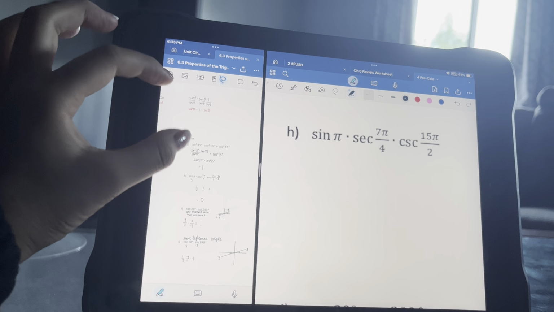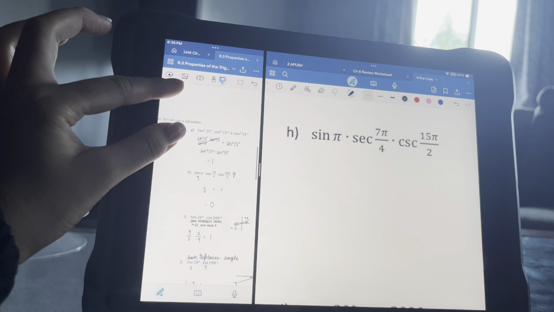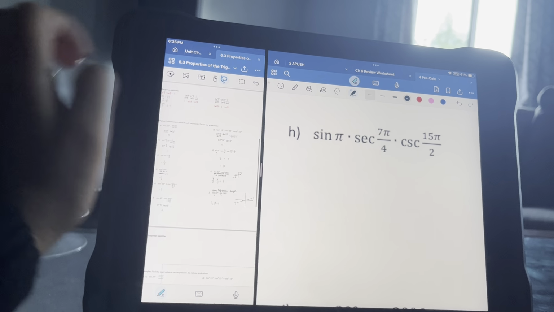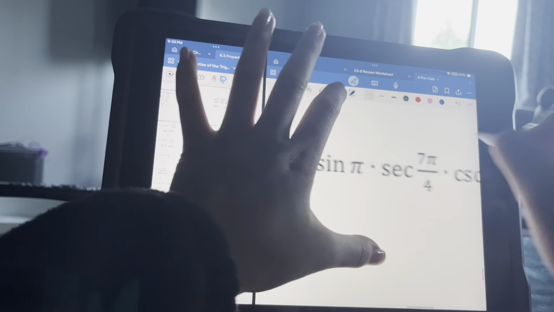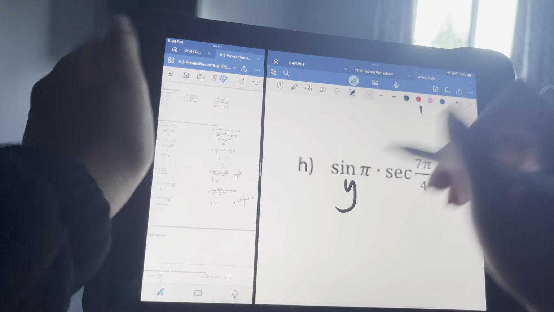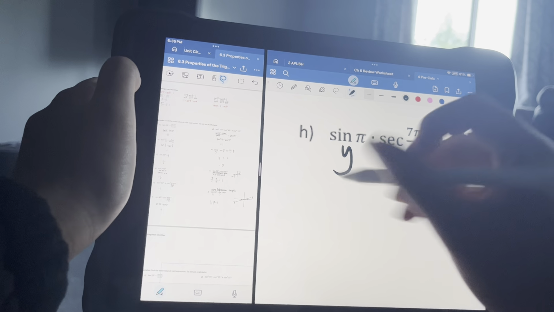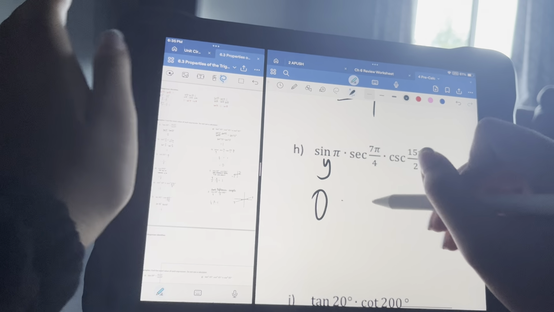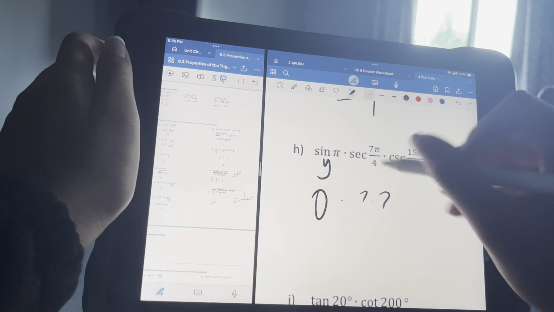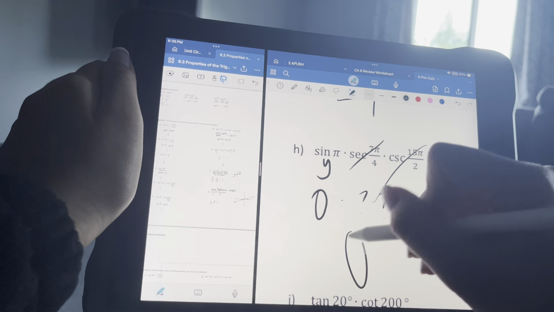The next one, sine of pi secant 15 squared. Well, okay, this one, you don't even need to go that far. This is all multiplication. The sine of pi is y. What's the y of pi? It's on this side. The y is 0. Anything times 0 is 0. Doesn't matter if that is, doesn't matter if that is, your answer is 0.